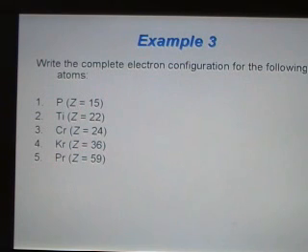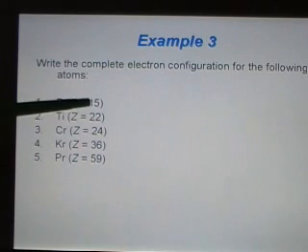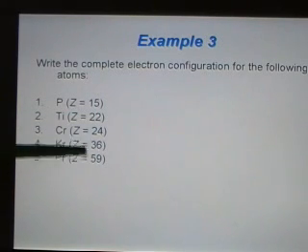Now, look at example 3. I want you to take some time and write the electron configuration for the following atoms: phosphorus, titanium, chromium, krypton, and praseodymium. The number in parentheses is the atomic number for those atoms.